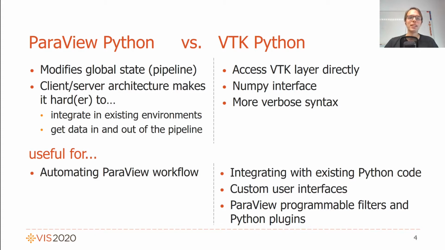So the ParaView Python interface is useful for automating ParaView workflows, and there's also this nice feature that you can export a ParaView state as a Python script. The VTK Python interface offers a lot more freedom, and for example it can be used to create your own custom user interfaces, and it also offers a useful NumPy interface, which I will talk about later, and it can also be useful within ParaView itself, which I will also come back to later.